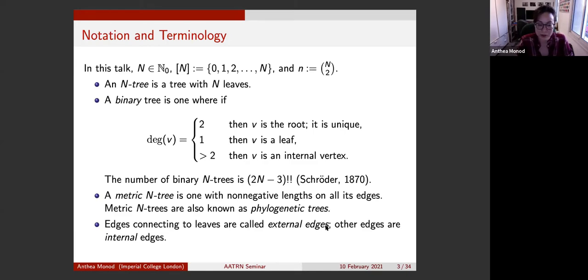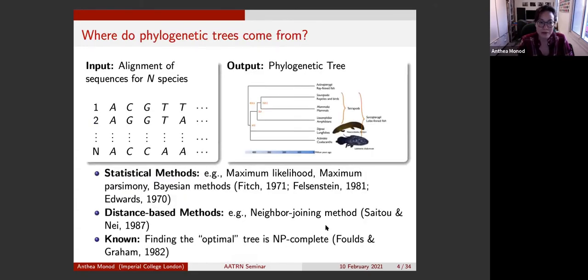So by phylogenetic tree, I'm really talking about a metric N-tree here. And then edges connecting to leaves are called external edges, and everything else is an internal edge. Okay, so a bit of motivation.